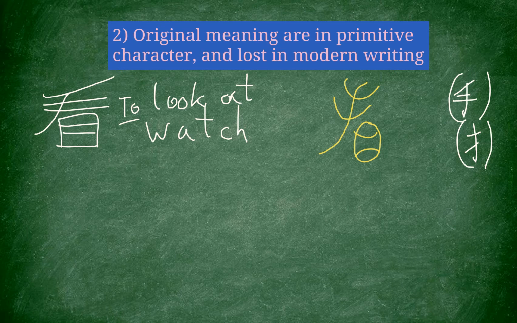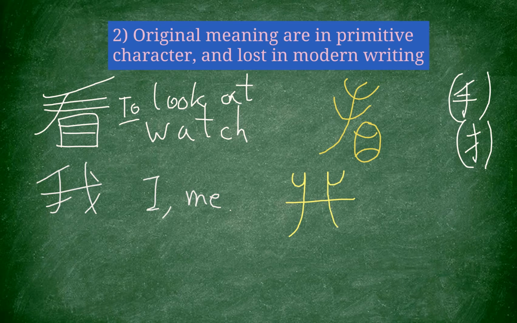So the next character is the very famous I, or me, anything to do with myself. The primitive character is actually a little bit different, and you might be surprised what it actually means.